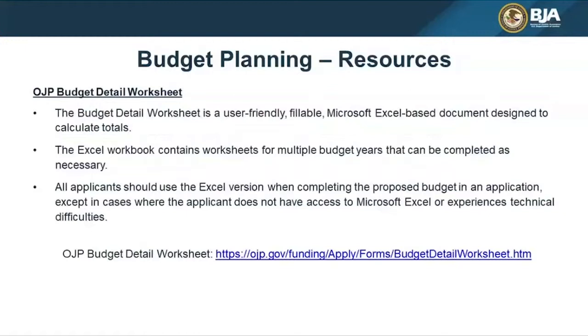Also in budget planning, the budget detail worksheet is user-friendly now, and it's fillable. It is a Microsoft Excel-based document designed to calculate all your totals. The Excel workbook contains worksheets for multiple budget years that can be completed as necessary. Also, all applicants should use the Excel version when completing the proposed budget in the application, except in cases where the applicant does not have access to Microsoft Excel or experiences technical difficulties. The OJP budget detail worksheet is referenced on this particular website.